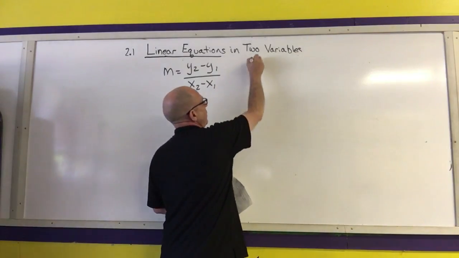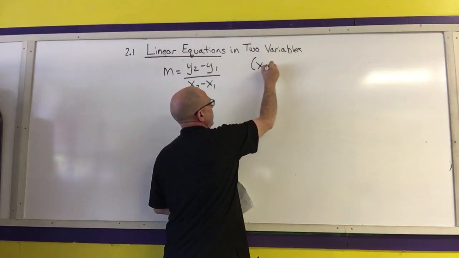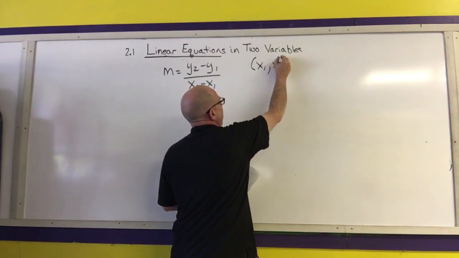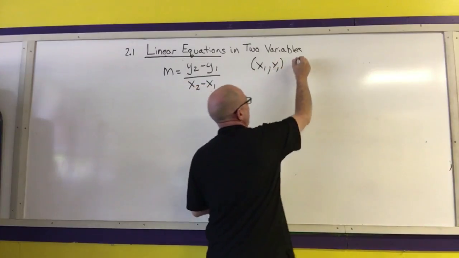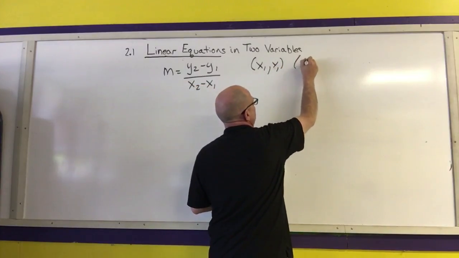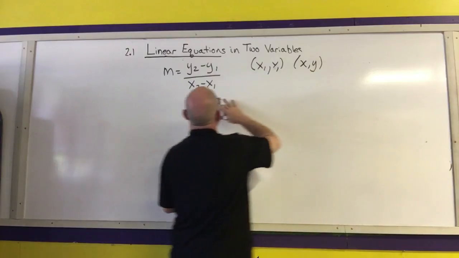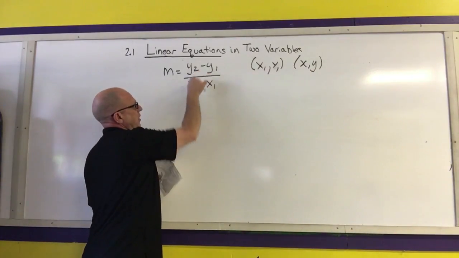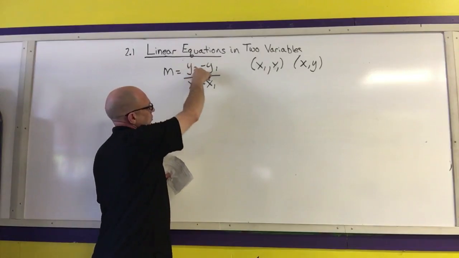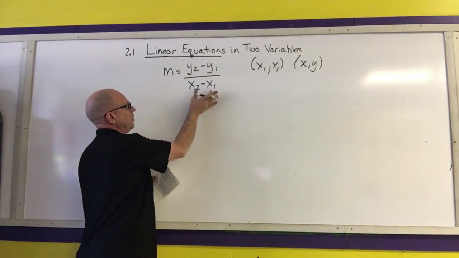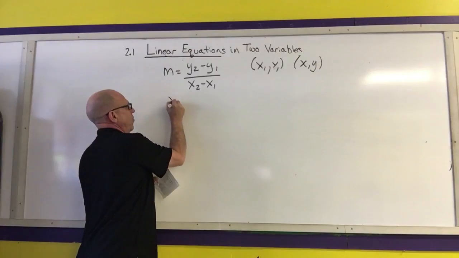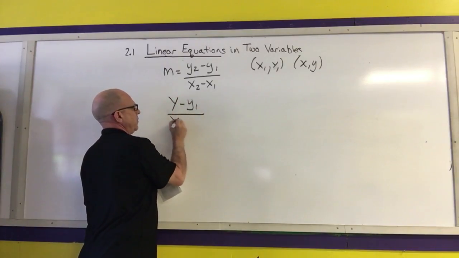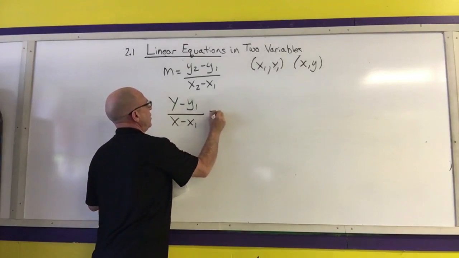So if I have a point that I'm going to call any old point x1, y1, and I have a second point that I'm going to call x comma y, in this formula, instead of having the x2, y2, I'm just going to put an x and a y where the y2s and x2s are. And so I have y minus y1 over x minus x1 is equal to my slope.